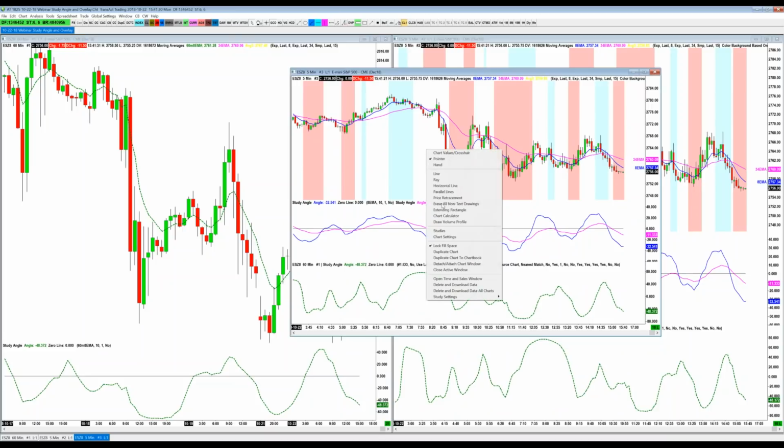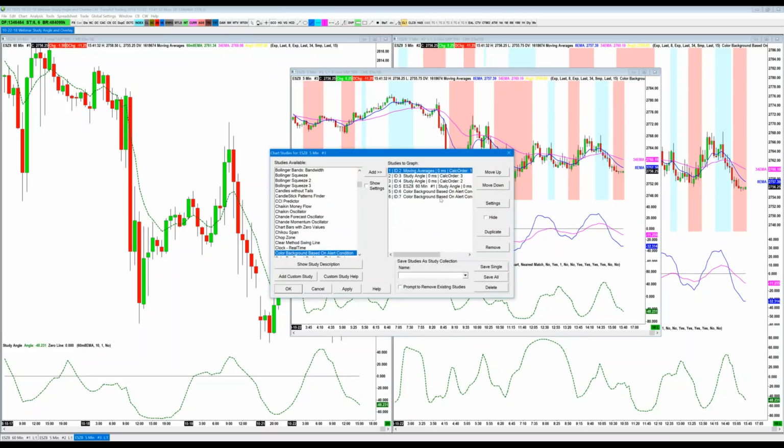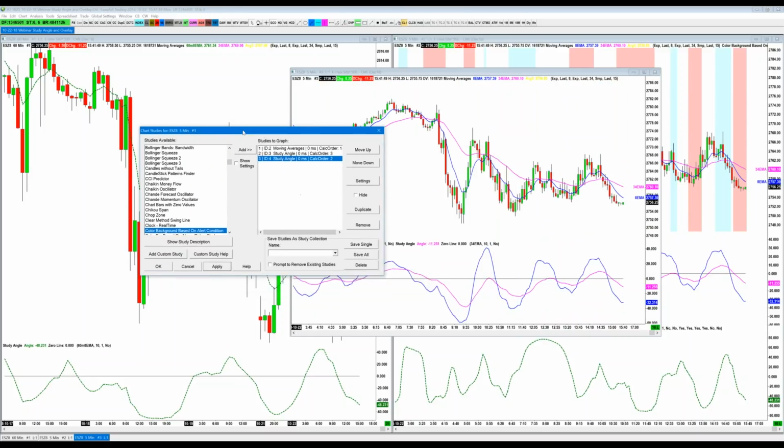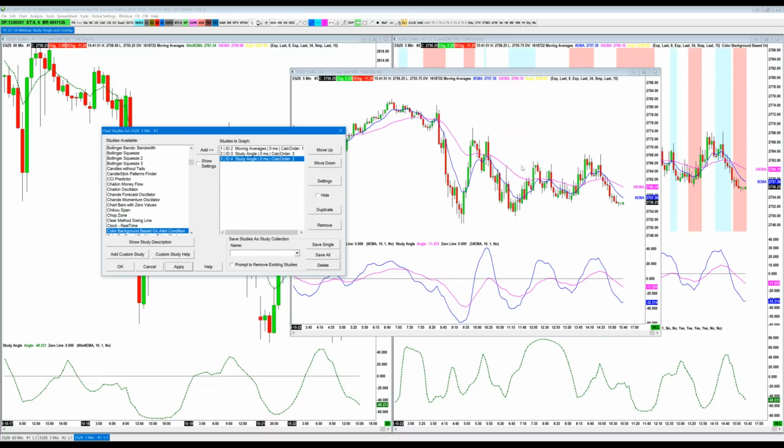All right, so I'm going to right click on here and go to studies, and I'm actually going to remove the study angle, which is going to mess up my color backgrounds because this study is being referenced in these color backgrounds. That's okay. Let's just remove all 3 of them. So what we're left with is basically a much more naked looking chart that has no color backgrounds. It only has the moving averages and the angle of the exponential moving averages.